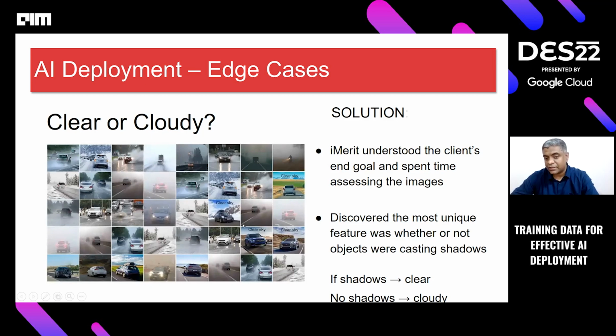That is when the team decided to use the shadows that were cast by cars and other objects within the image to act as a feature point for the ML training process. Once these features were included, immediately the model's performance improved drastically, and very soon this model was deployed.